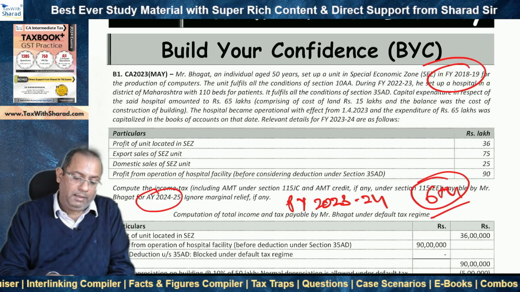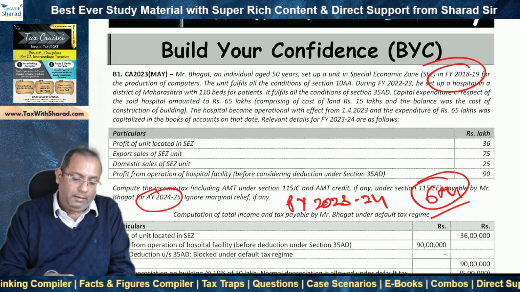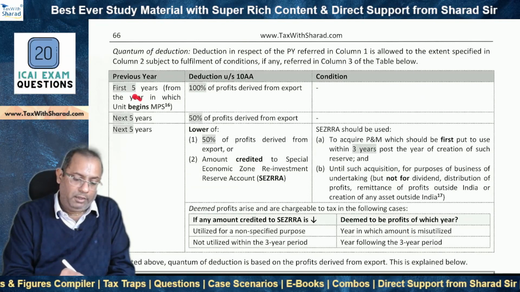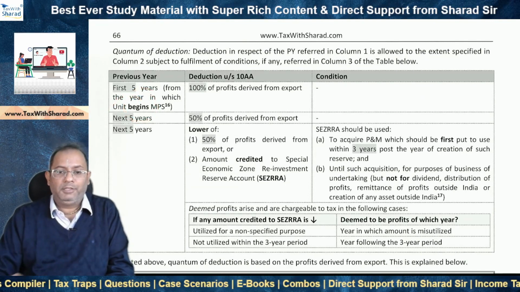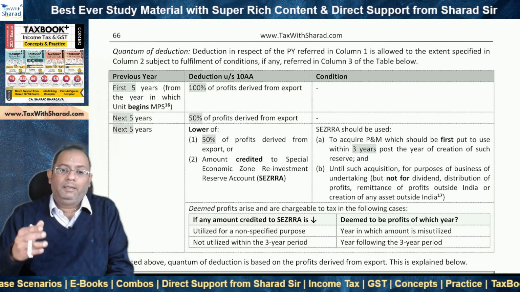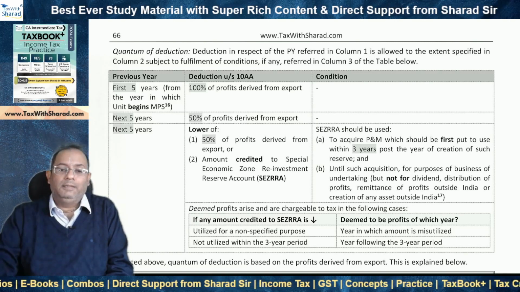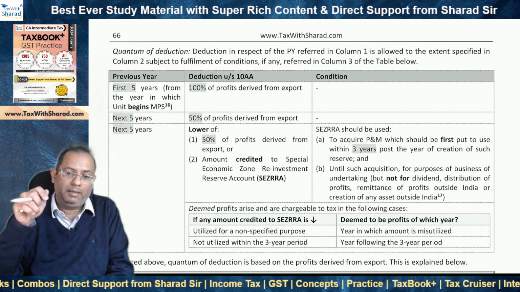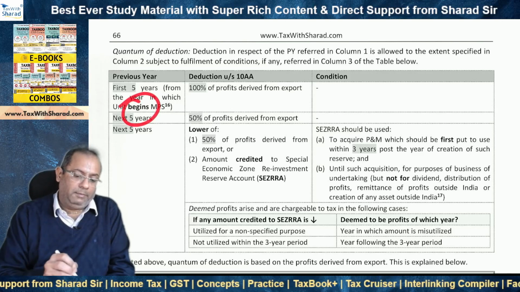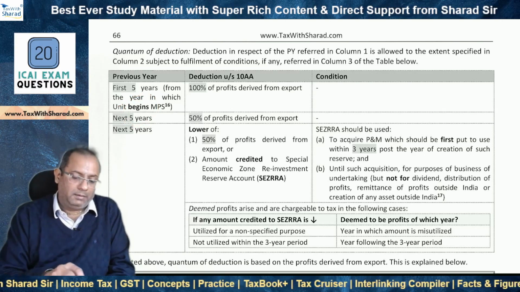And this is very clearly given in TaxBook also. From the year in which the unit begins, this is highlighted especially in bold. This was the mistake that students made. They thought that the counting has to begin from the next year, but it should begin from the same year itself in which the manufacture, production or services begin.